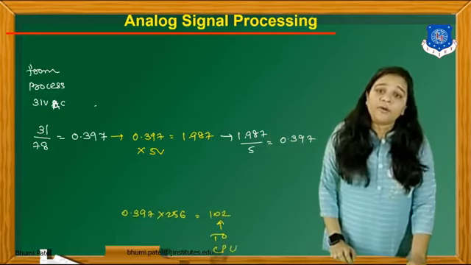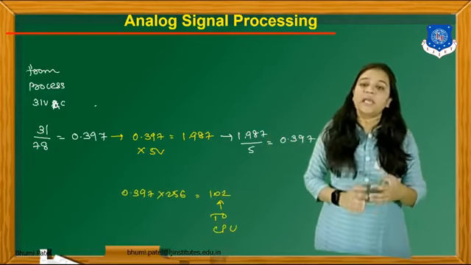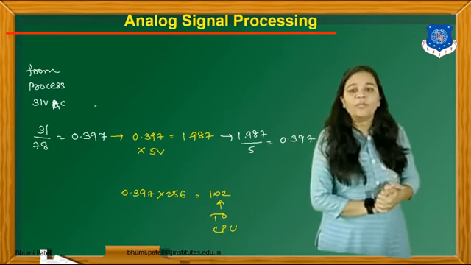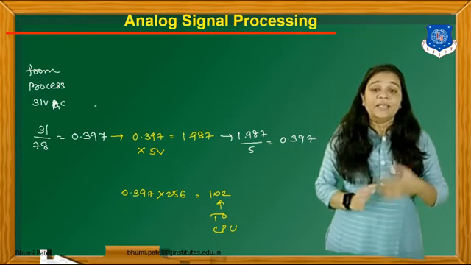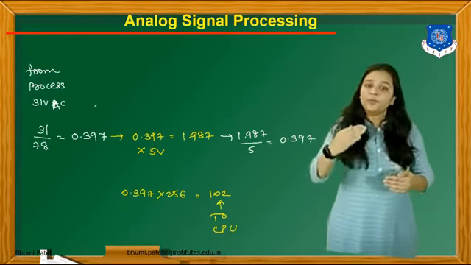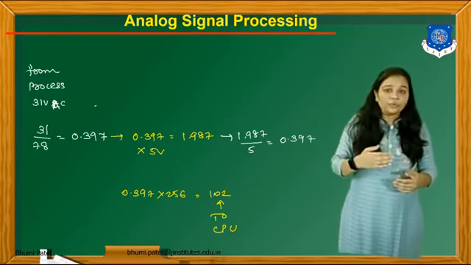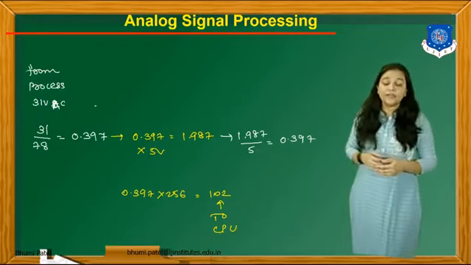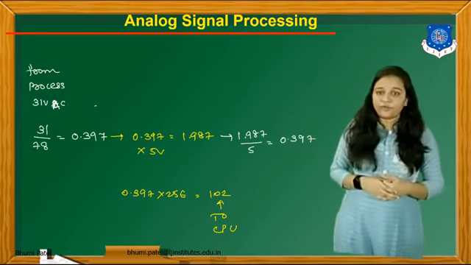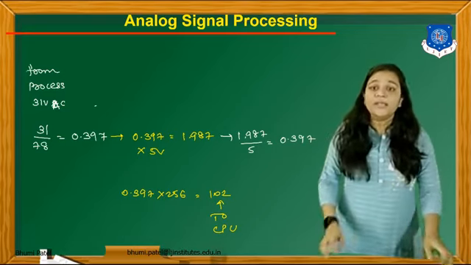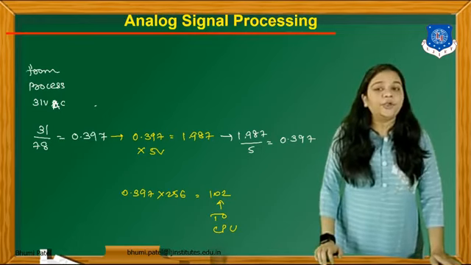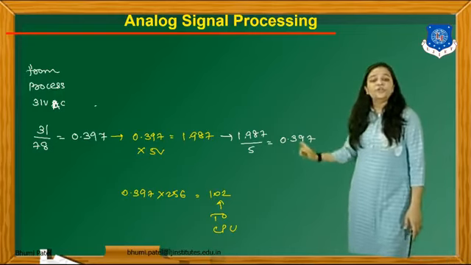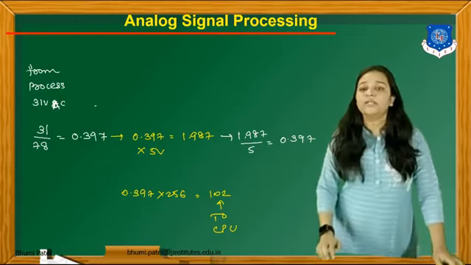So we get 0.397, and then we multiply 0.397 by 256. Here the maximum limit is given as 256. It is always in the form of 2 raised to a power: 2, 4, 8, 16, 32 like that. So here the maximum limit is 256. Multiplying 0.397 by 256, we get the value 102. This value is given to the CPU.